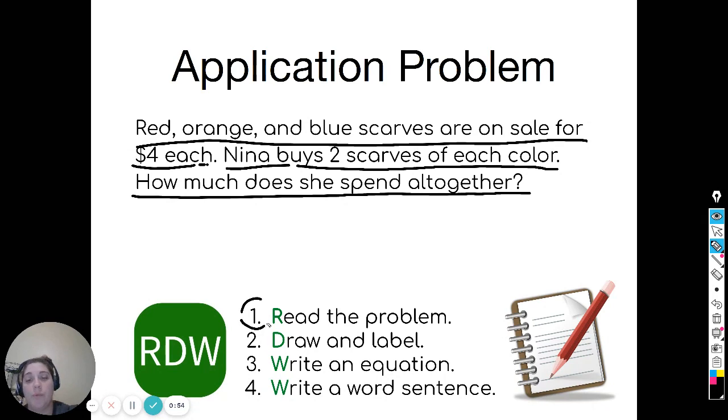So first we have read the problem. Now you need to draw and label. A lot of people are skipping this step and just trying to add or subtract or do something with those numbers that you see. I really want you to draw the picture to help you visualize how to solve the problem. You're going to write an equation that matches your drawing and then write your word sentence answer. Okay? Go ahead and solve. Message me your answer in GoGuardian when you're finished.